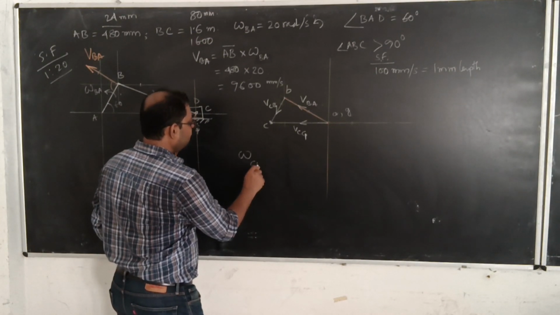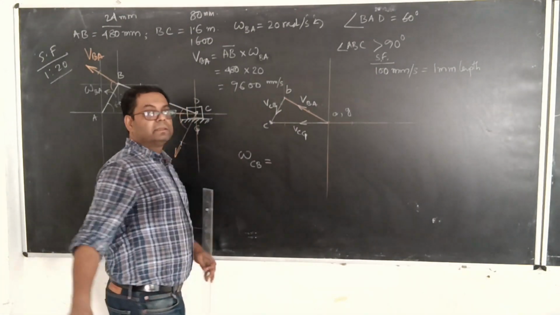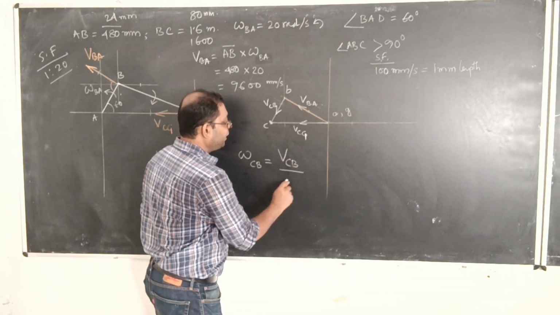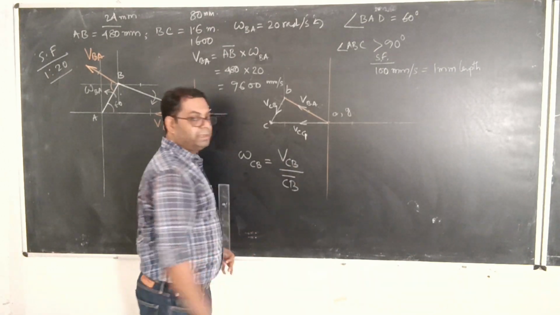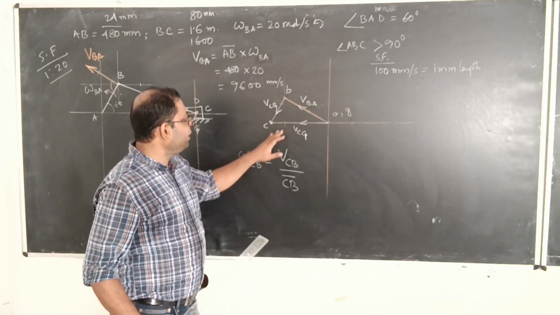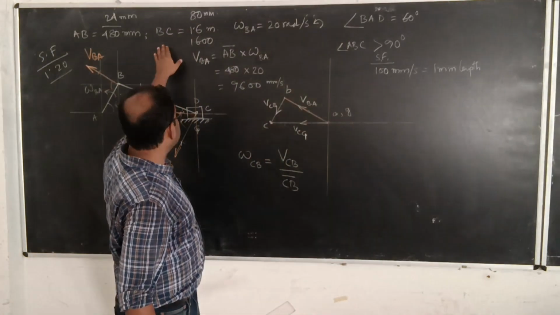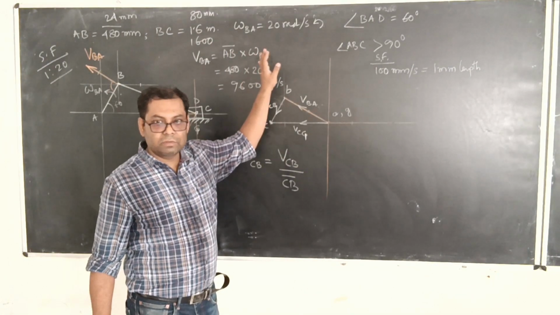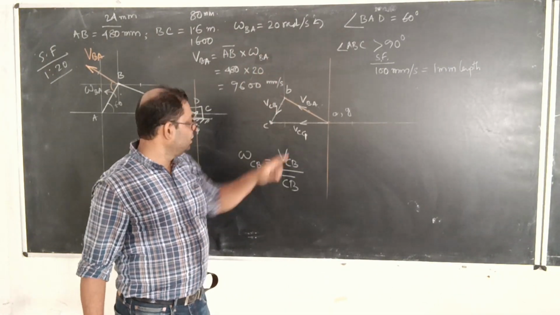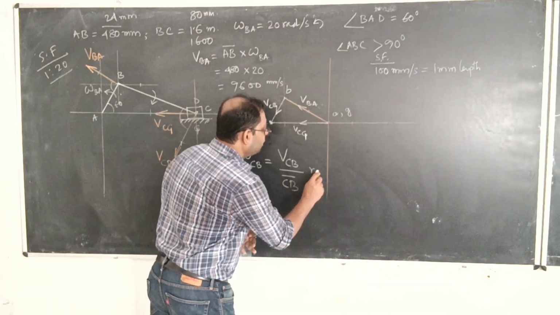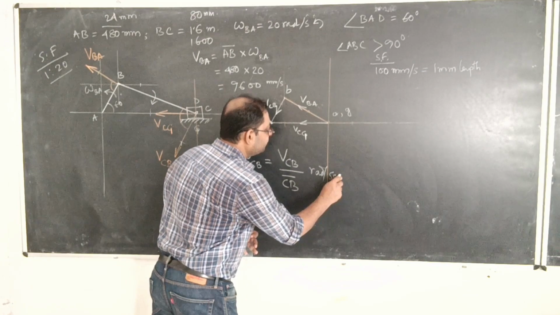Okay? So once you get the value in millimeter per second, then we know very well that omega CB should be equal to velocity CB divided by length CB. Velocity CB already you have found out. Length CB is already given in the problem, that is 1600. So you are going to get omega CB in radian per second.